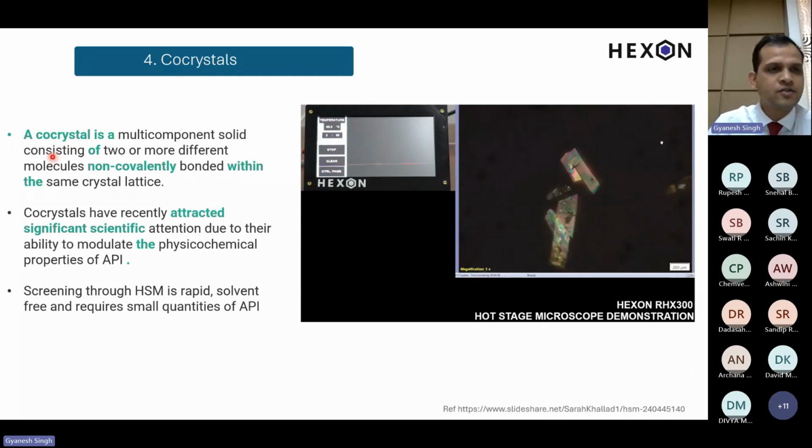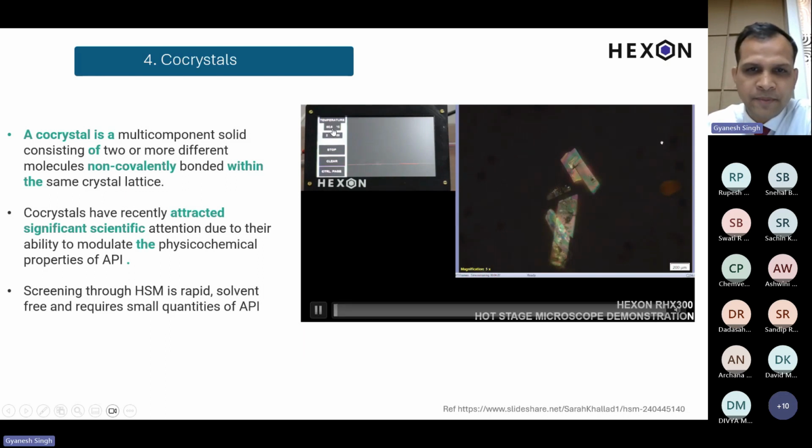Co-crystals. A co-crystal is a multi-component solid consisting of two or more different molecules, non-covalently bonded within the same crystalline structure. Co-crystals have recently attracted significant scientific attention due to their ability to modulate the physiochemical properties of an API. Screening through HSM is a rapid, solvent-free method and requires a very small quantity of API to study. One example of a co-crystalline material is on the screen. Let me just show you.